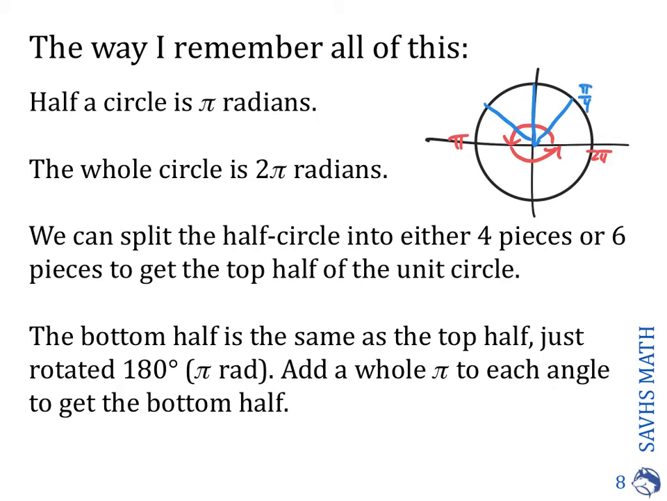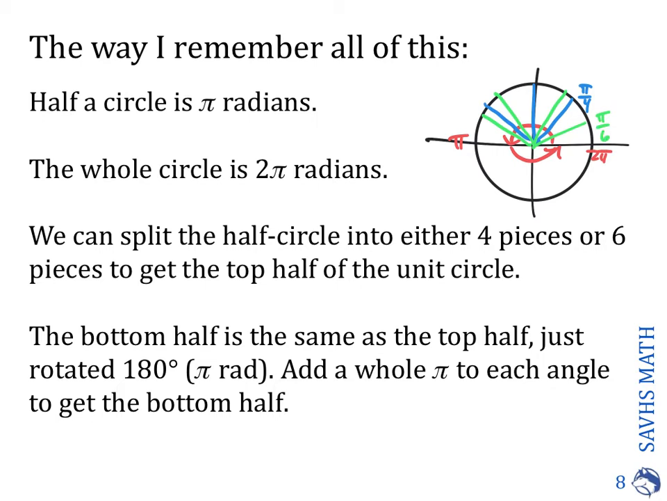These are my pi over 4s. Okay. I can also cut it up into 6 pieces, and that would give me my pi over 6s. And remember that those pi over 3's just reduce down. So this would be my pi over 6 there. That's kind of how I remember it.